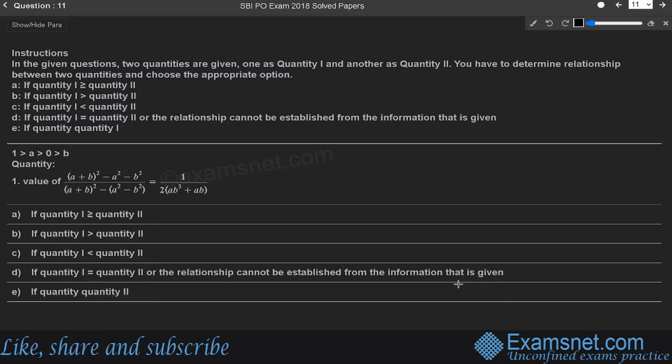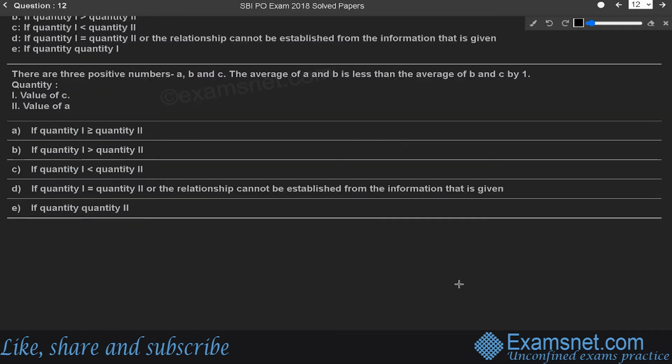See, if quantity 1 is equal to quantity 2, then the relation cannot be established from this information. You can see that in the LHS part, both numerator and denominator are the same. So it will be only equal to 1 because both these terms will be cancelled. So according to the given question, if both of these quantities, LHS and RHS, are equal, then no relation can be established. Therefore, the correct option is option number D here.